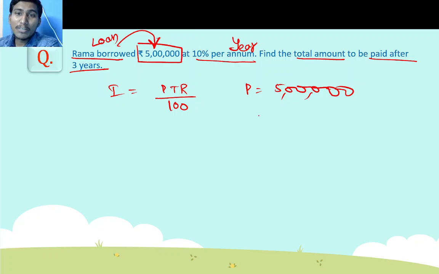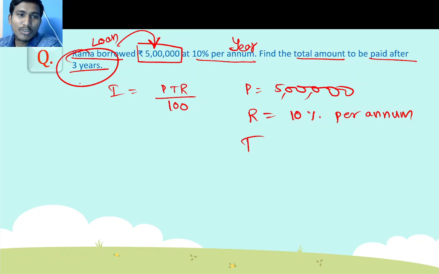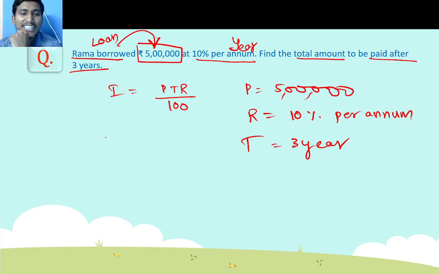10%. I told you, percentage means rate of interest. 10% per annum. Okay na? Per annum means per year. Next is time. Time is how much? 3 years. Okay na? So here how do we find interest now?